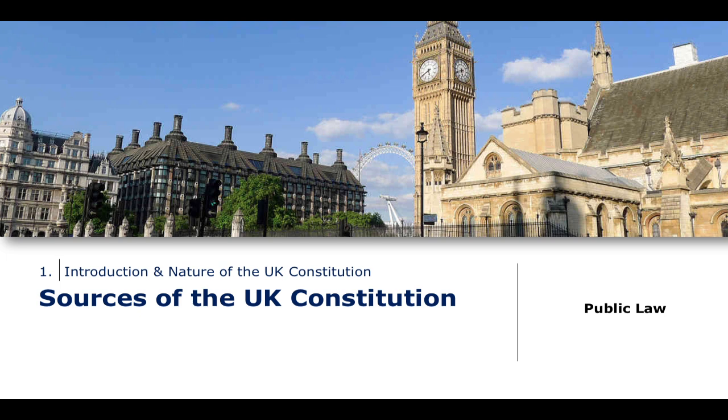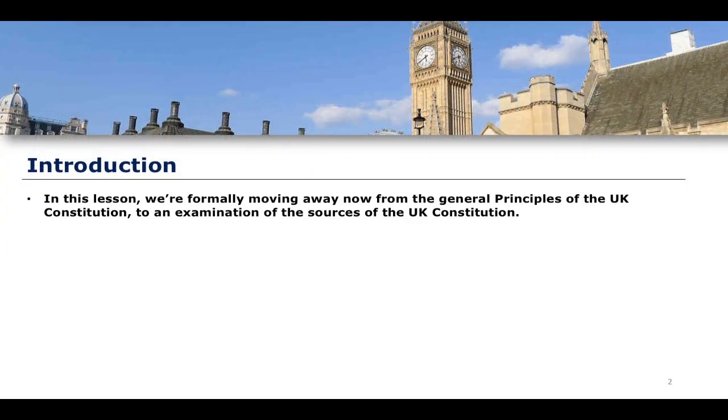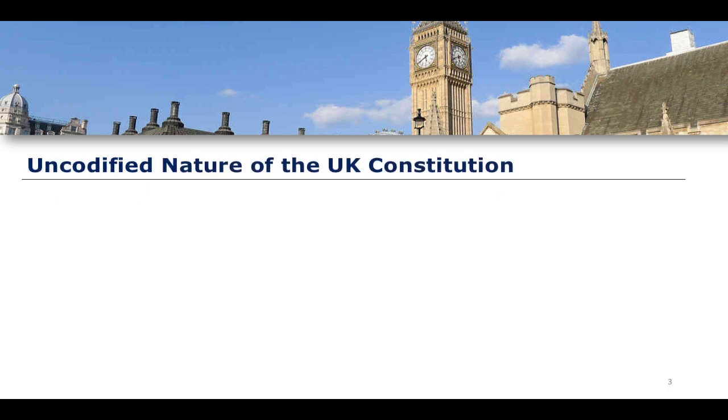It should be noted that some of these sources are going to have more lessons than others, because some of them are more important than others, some of them are more difficult to understand than others, for example. So, like I said, moving away from the general principles of the UK Constitution and examining the sources of the UK Constitution instead. And one of the things that's important to outline as a very brief introduction is that the reason why we have different sources relating to the UK Constitution is because of our constitutional framework, because of the nature of the UK Constitution.